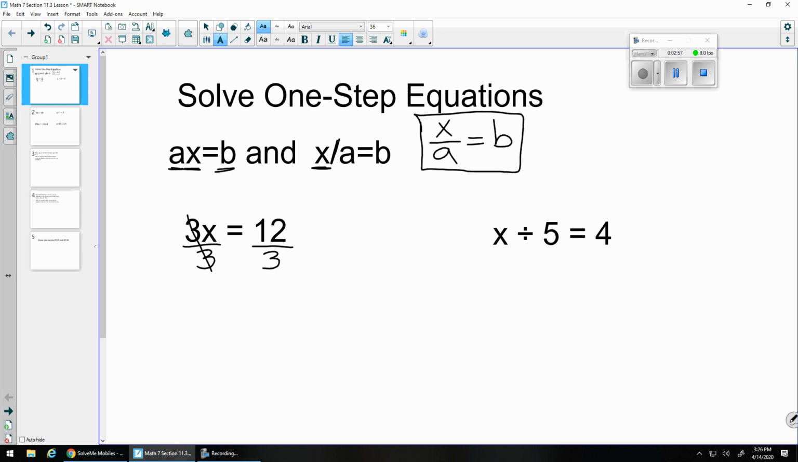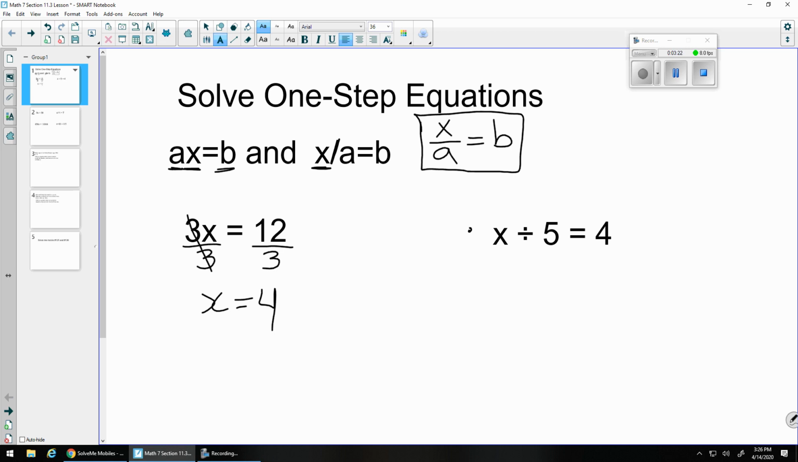But these 3's cancel out, because 3 divided by 3 is what? Well, 3 divided by 3 is 1. So 3x over 3 is actually just 1x, which is what we're trying to find. And 12 divided by 3 is 4. So x is equal to 4. Okay? So do the same thing on both sides, the opposite of what is being done to the variable.